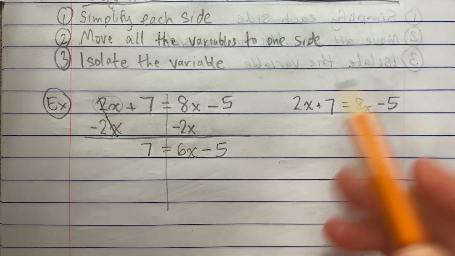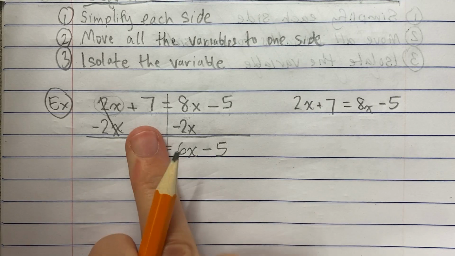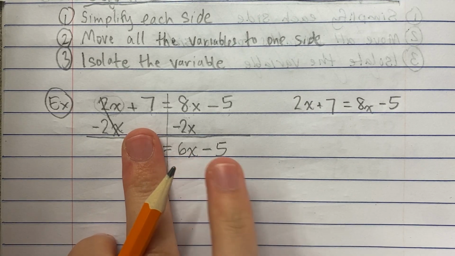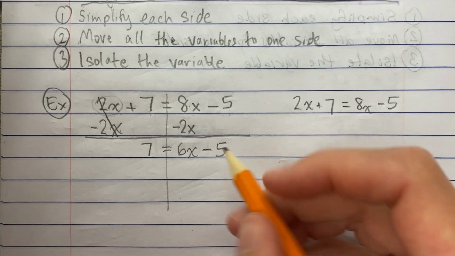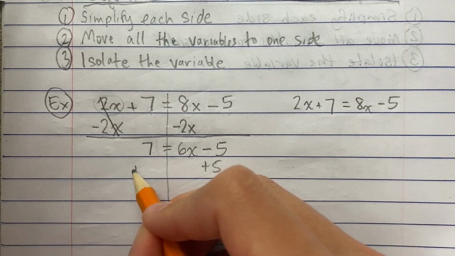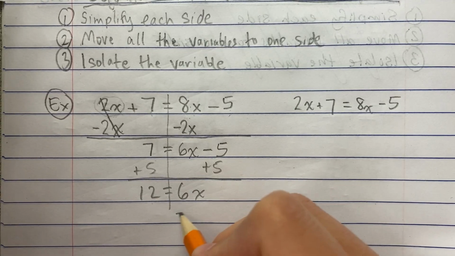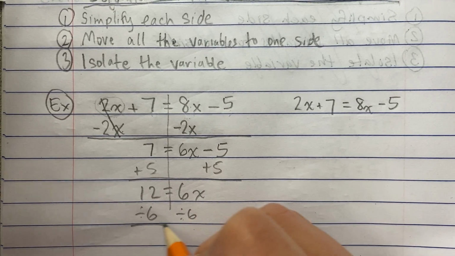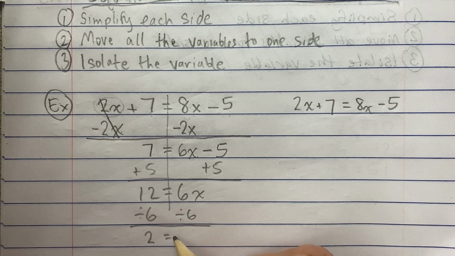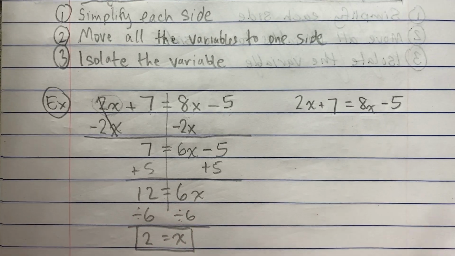And now notice I just have a two-step equation. I'm going to get the variable by itself. The variable is over here on the right side, so I need to get rid of minus 5 and multiply by 6. So I'm going to add 5 to both sides and divide by 6. Okay, and I get 2 equals x, and I'm done.